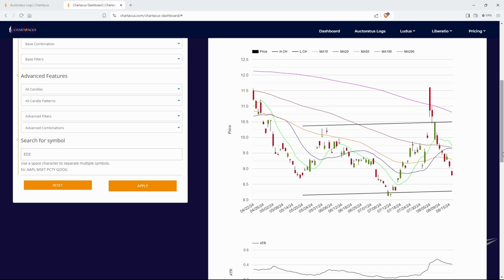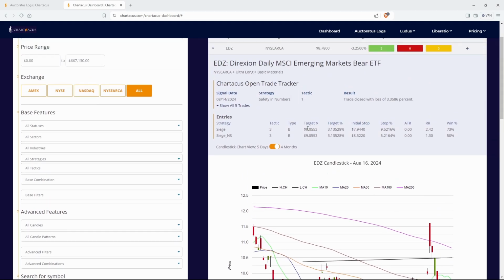All right, let's go back to the entry section for the strategy. It says the target to shoot for is $9.05, or about 3.13%. It also says to place a stop order for risk management, stop loss order at $7.94, which would be a 9.5% loss if hit. Now remember, this is all based on trying to buy the stock at or below the closing price of yesterday, which was $8.78. In truth, I would not take this trade because you're risking nearly 10% initially in the stop loss order for a 3% profit.